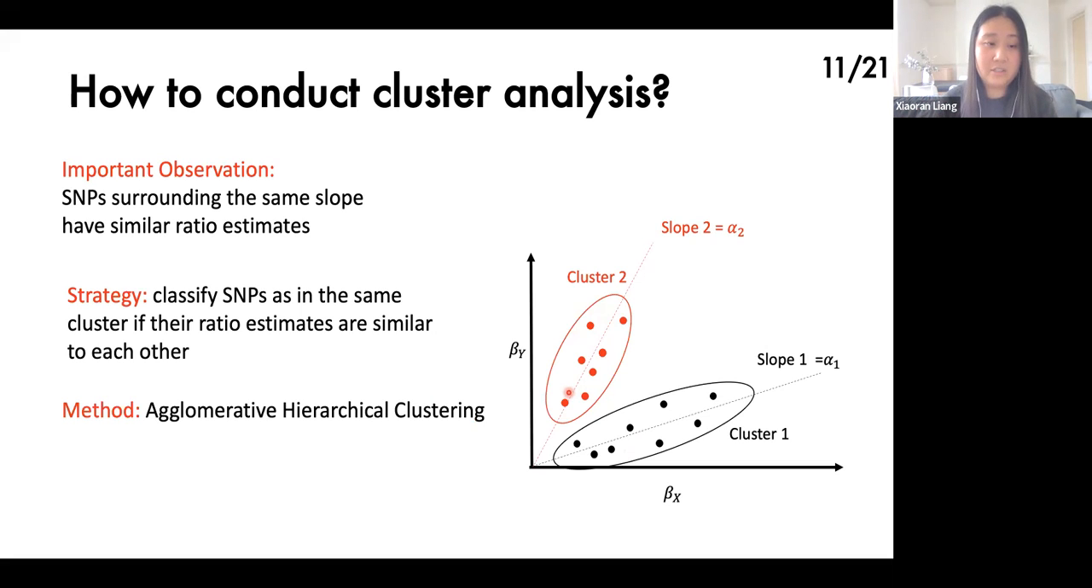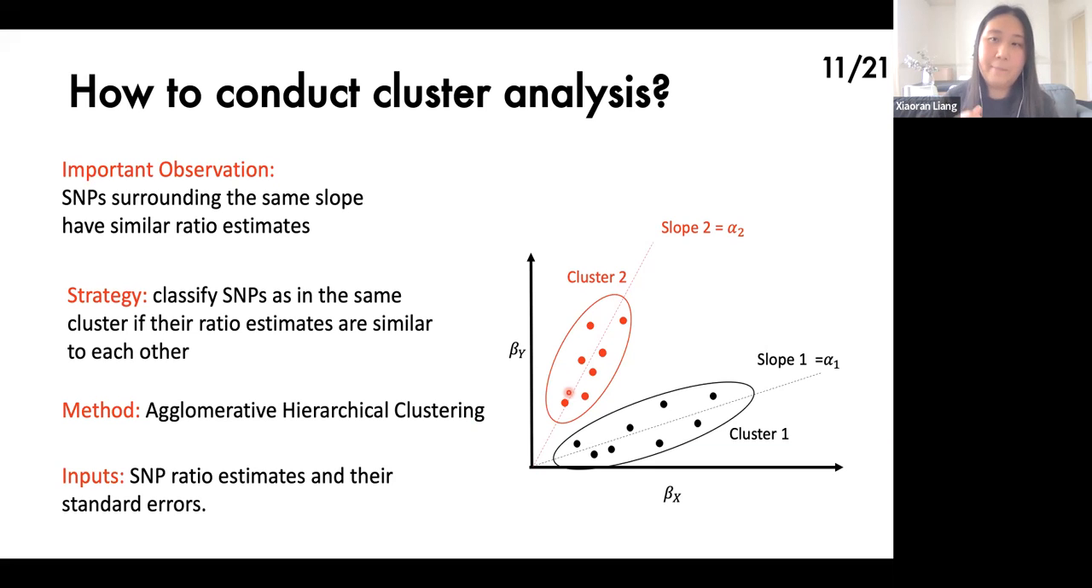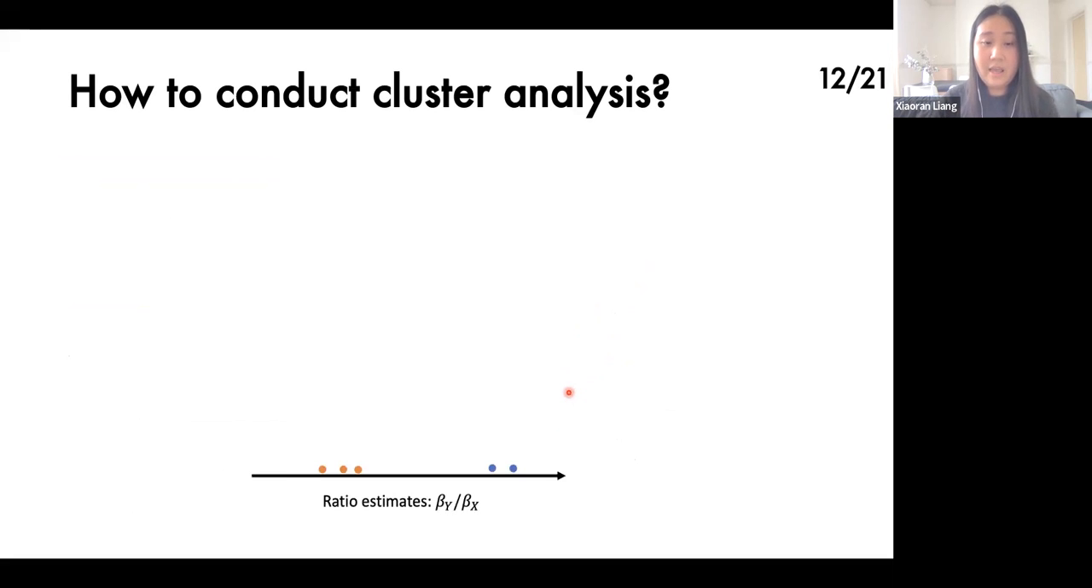Okay, so our method is based on the agglomerative hierarchical clustering algorithm, and all the inputs we need for our method are the SNP ratio estimates and their standard errors. All those inputs can be estimated from the GWAS summary data. Next I'll use a simple example to illustrate how our method works. In this hypothetical example, we have 5 SNPs. Correspondingly, we have 5 ratio estimates.